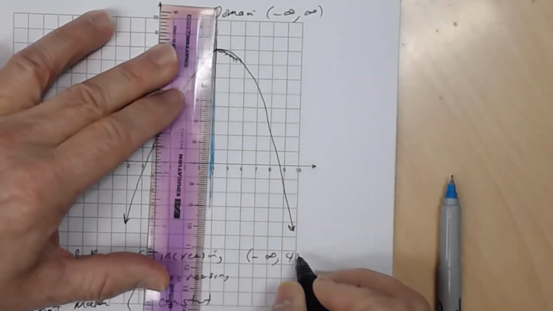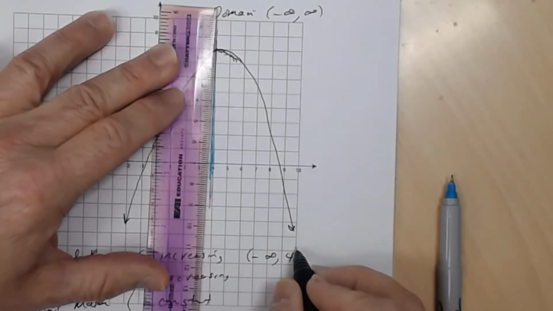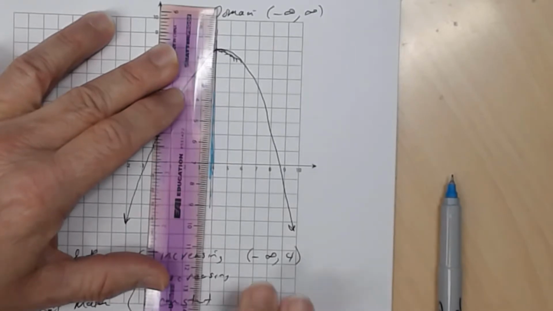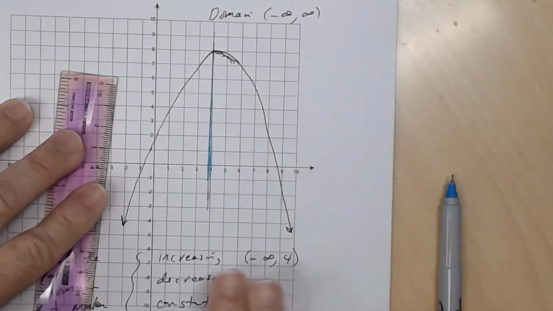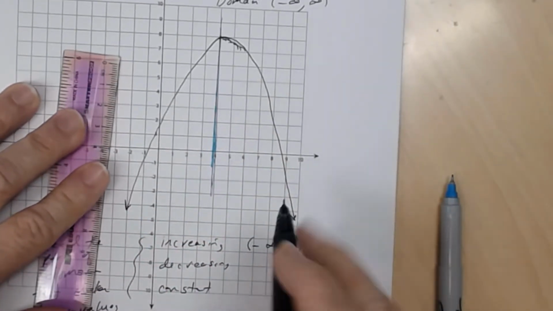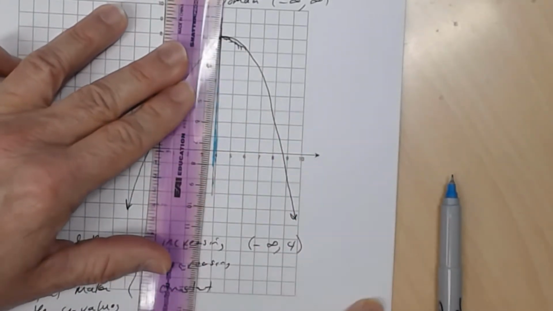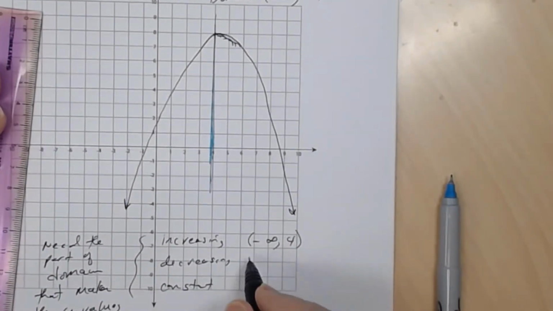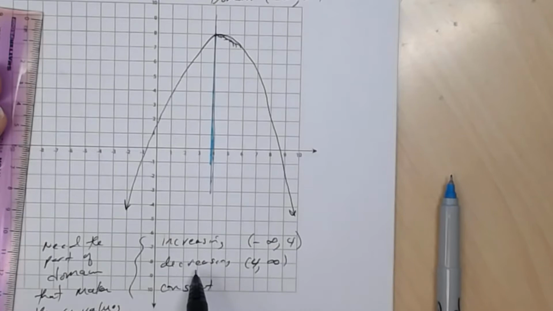Now let me say this. When we talk about increasing, decreasing, or constant, you're always going to use parentheses. I'm not asking what the domain of this thing is. I'm asking where it's increasing, decreasing, or constant. So from negative infinity to 4, the y values increase. And from 4 to infinity, what are the y values doing? They are decreasing. And is it constant anywhere? Nope, so nowhere.